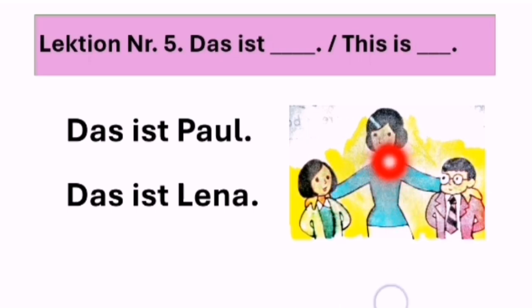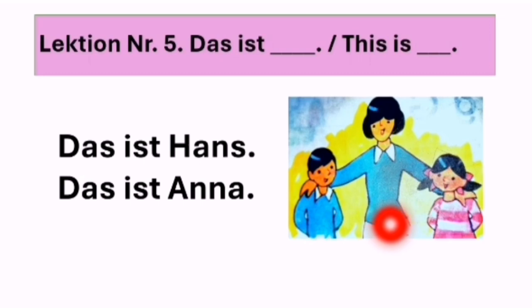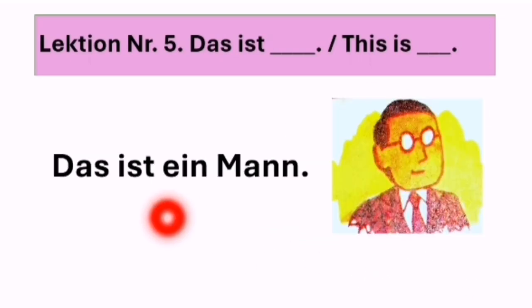Now look at this picture. This lady says, "Das ist Paul. Das ist Lena." Okay, "Das ist Paul," this is Paul. "Das ist Lena," this is Lena. Now again, the lady says, "Das ist Hans. Das ist Anna." The lady says, this is Hans and this is Anna. Okay, keep watching this picture.